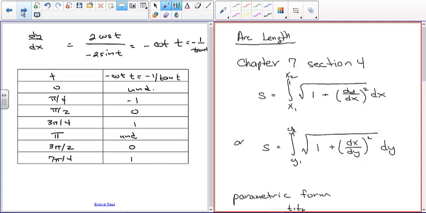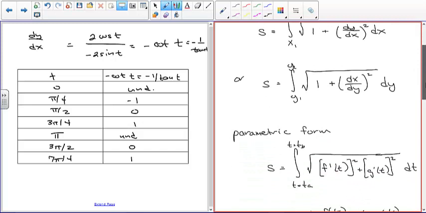Or, if you want to do it in terms of y, you take the integral from the y coordinates of the 2 points, and you integrate the square root of 1 plus dx dy squared, so it's the derivative in the other direction. So that was the rectangular coordinate version of finding the length of a line.